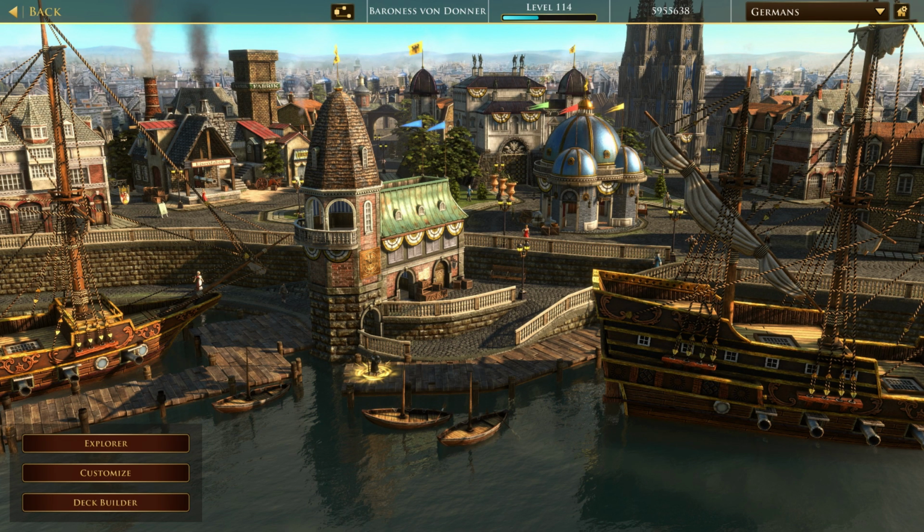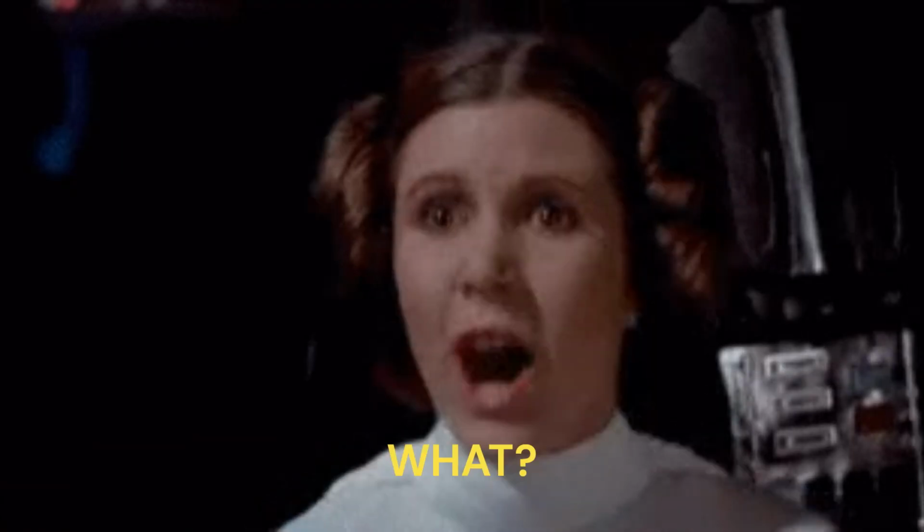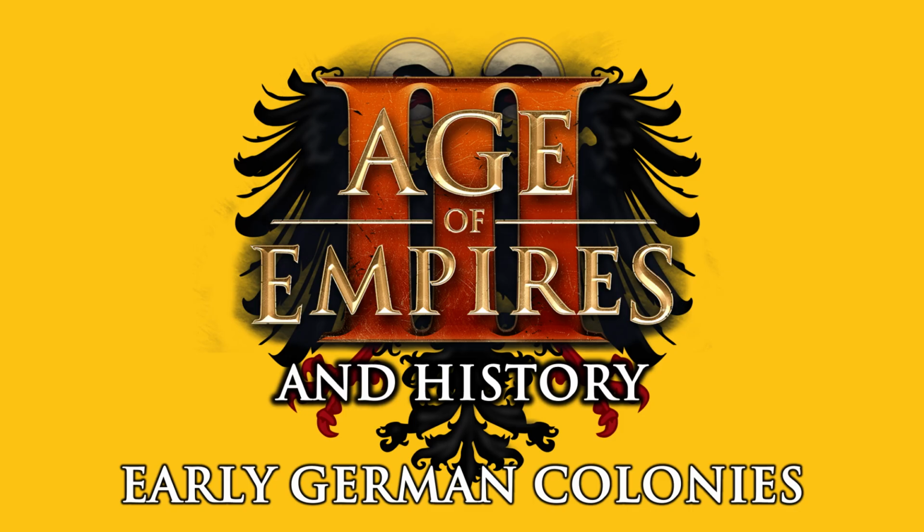Oh wait, what's that? The Civ is called Germans, not Germany. And there were German colonization efforts as early as the 1500s. That's right, there were German colonies as early as 1528.